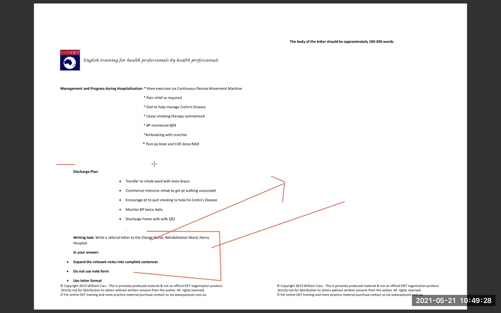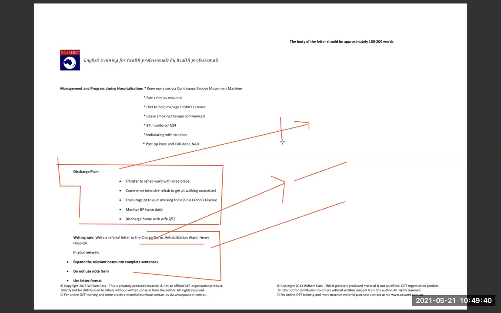The second thing we should know is what the discharge plan is, because that is the whole thing a letter stands on, because this tells us the purpose of the letter. So the first thing we should know is to whom. To whom: the charge nurse, rehabilitation ward. Second thing is the purpose. So what is the purpose? Transfer to rehabilitation ward with knee brace. So there is a knee brace, which means there must be some knee injury or some knee problem for which the knee brace has been applied. So we are sending the patient to the rehabilitation ward.